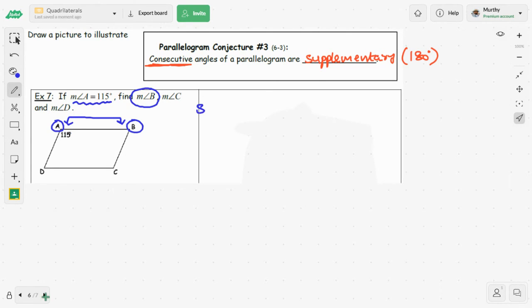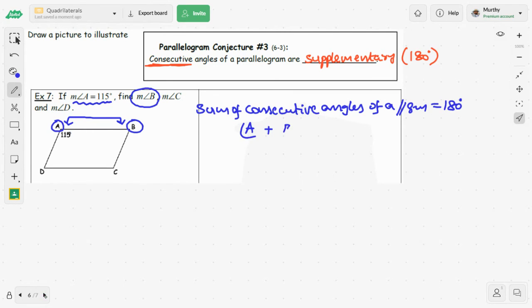So let me write that: the sum of consecutive angles of a parallelogram equals 180 degrees. So here, angle A plus angle B equals 180 degrees. What is the value of A? 115 plus the value of B, which is not known, equals 180 degrees. From here onwards it's pretty easy. You know that we have to go for the inverse operation.